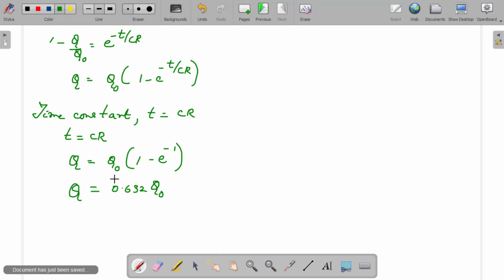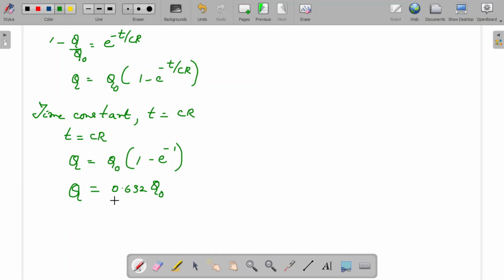Okay, so now when you calculate it, this turns out as this. Or I can say in other terms that the time constant is the time taken by the capacitor to get charged to 0.632 times its maximum value. According to this, I can define the time constant as the time required for the capacitor to get charged to 0.632 times its maximum value. Okay, that is the time constant.